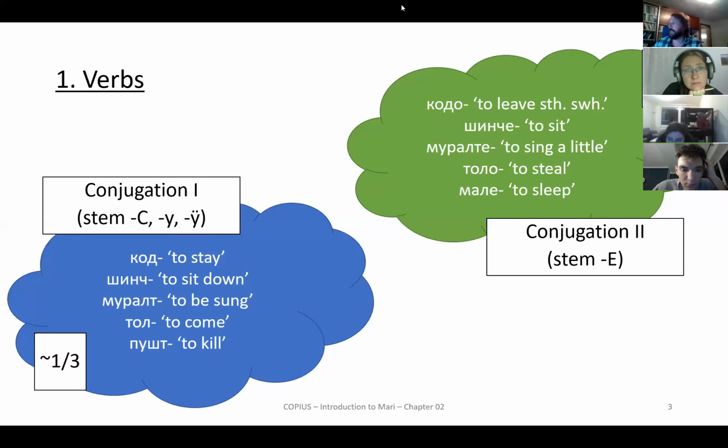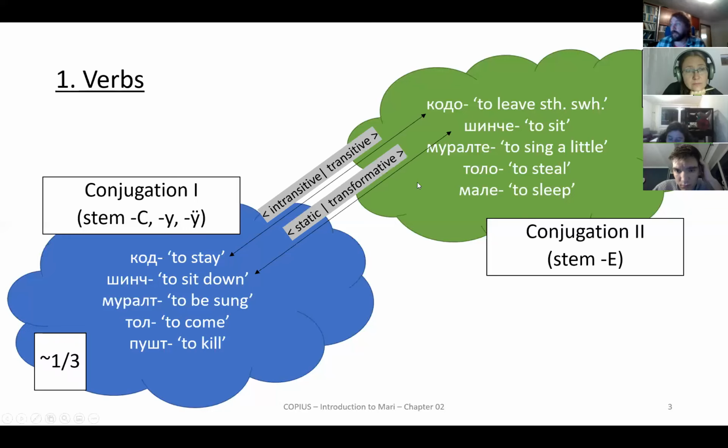So if we look at these pairs of verbs, what is the relationship of the two to each other? With kod and kodo, we have very similar stems where one of them is intransitive and one of them is transitive. And the tendency, if you have these pairs of related stems, is that the first conjugation one is intransitive and the second conjugation one is transitive. Sometimes we will have a distinction where the first conjugation verb is static, like to sit, and the corresponding second conjugation verb.